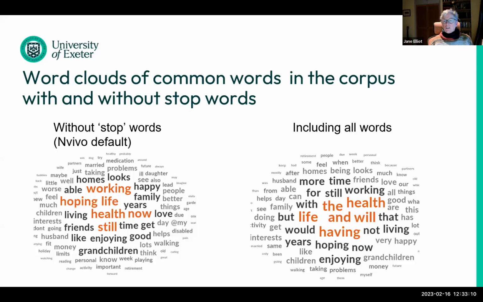But then if I include all the words, so I had fun and just went in and deleted all the stop words, and you can see the words are rather different now. So the top 6 include the, and will. So, not very helpful, but you can again see this word not appearing as something that people use quite often, that they're keen to tell me as the researcher what they're not doing at age 60 as much as what they are doing. So I hope this is a useful feature for you to understand.